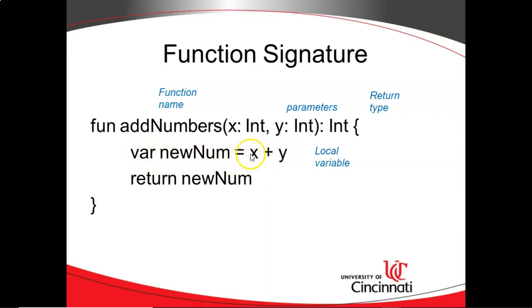We see that we're adding two int types together, which means this is going to be an int type variable. And therefore, when we return this variable, it is indeed going to match the return type here of int.